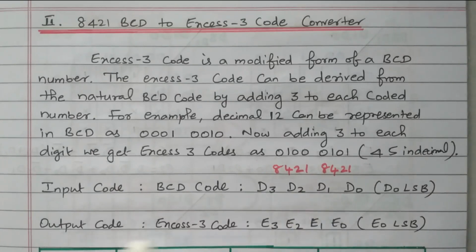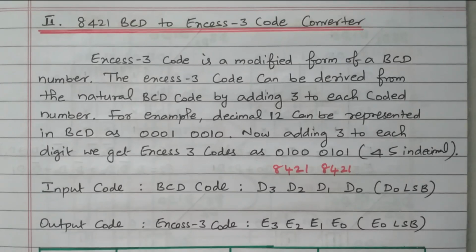Right. Now we will see the input code. What is the input code? It is nothing but BCD code. We will take D3, D2, D1, D0. D0 is the LSB, D3 is the MSB. Least significant bit, most significant bit. Then the output code is XS3 code. So we will represent it as E3, E2, E1 and E0. So E0 is the LSB, E3 is the MSB, right. So now we have assigned the input code and output code. Input code is represented by D, output code is represented by E.